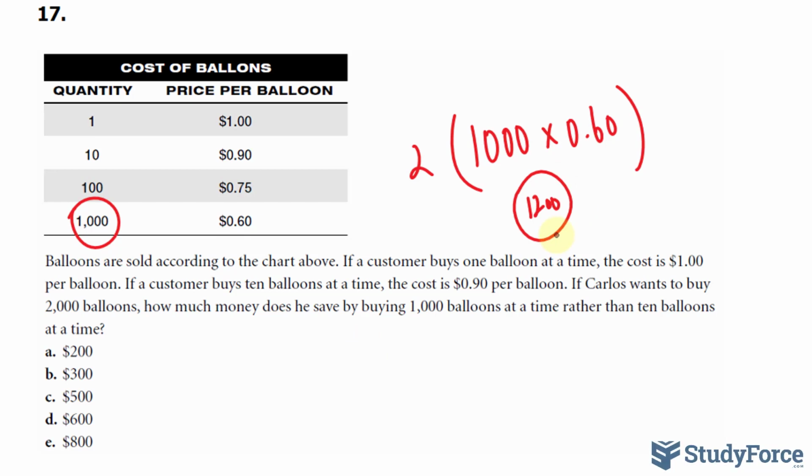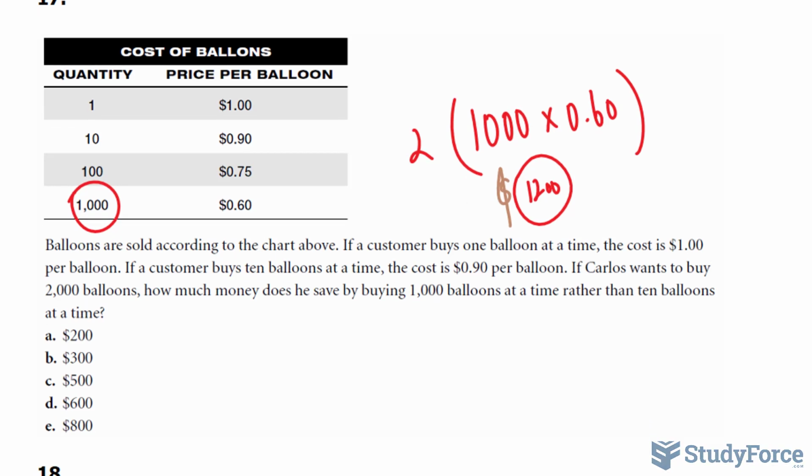They're not asking how much money it will be. If Carlos wants to buy 2,000 balloons, that's how much the price will be, according to this. How much money does he save by buying 1,000 balloons at a time rather than 10? Let's see how much it would cost if he went this route, where he did 10 at a time. There are how many 10s in 2,000 balloons? So how many times would he have to go through this cycle? Let's divide these numbers out, and you get 200. So he would have to do this 200 times.